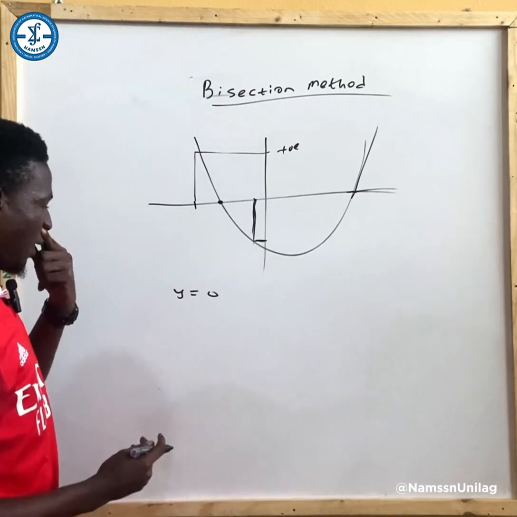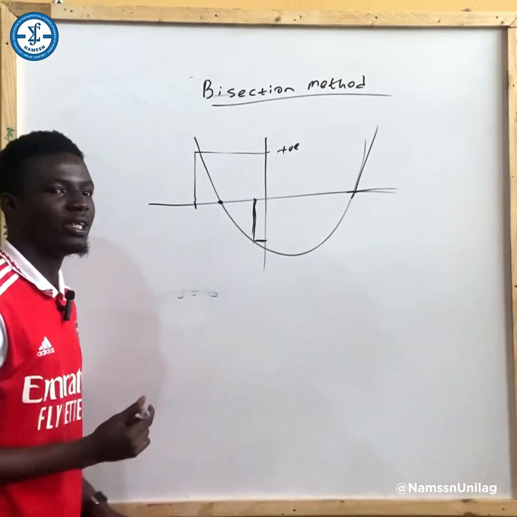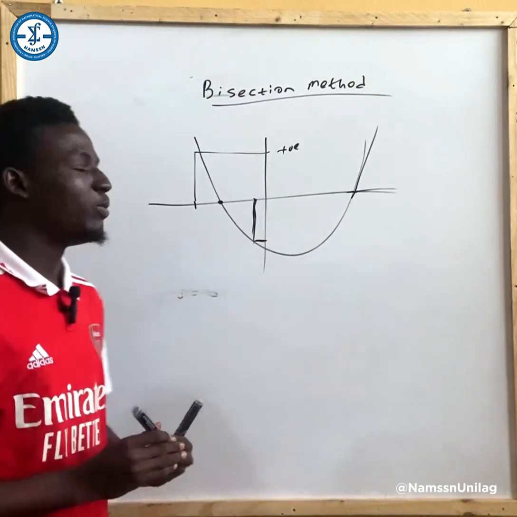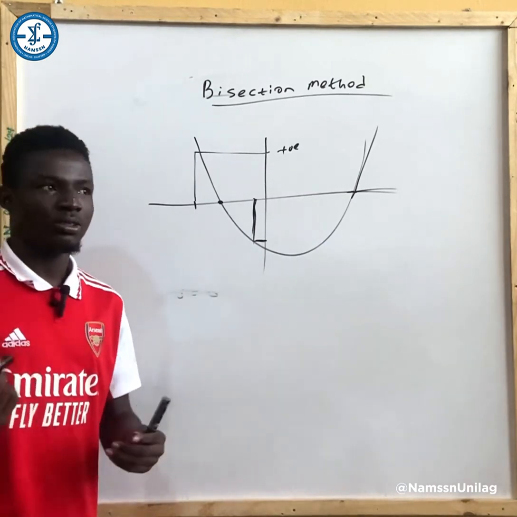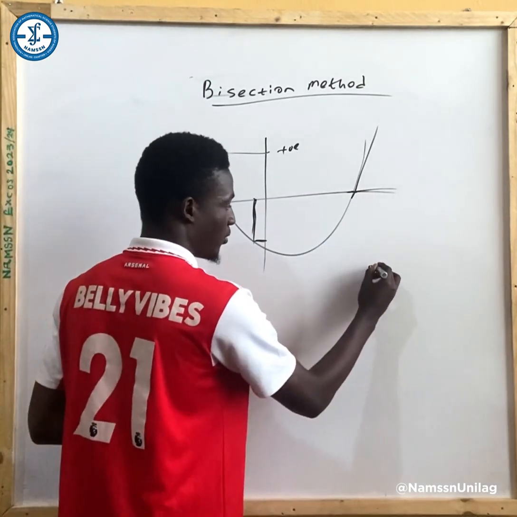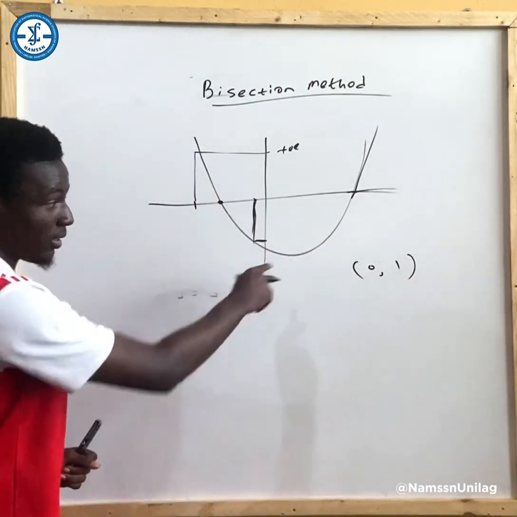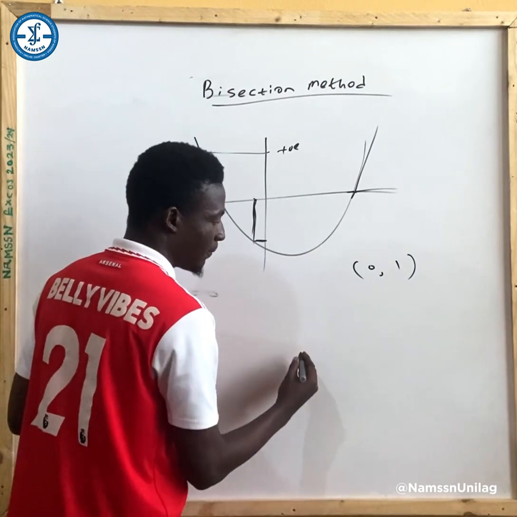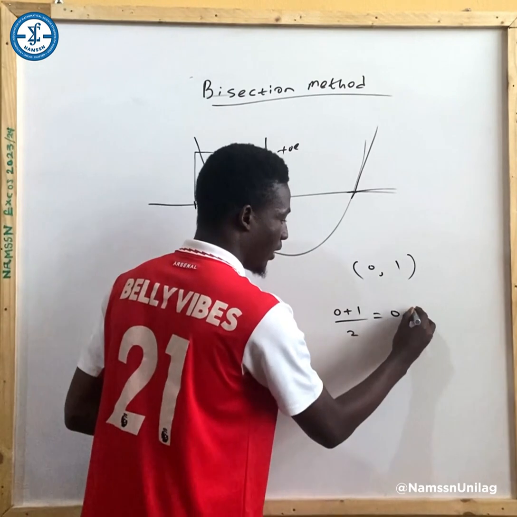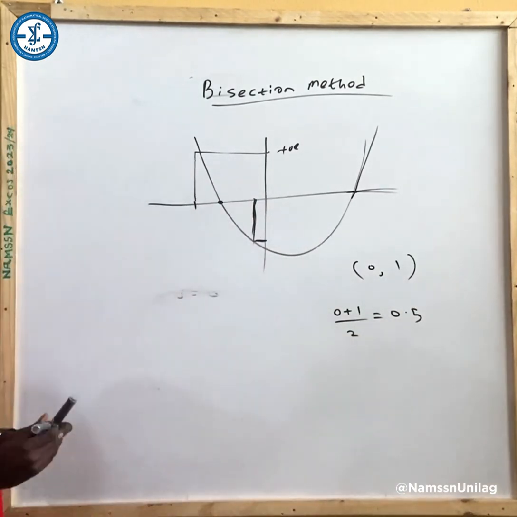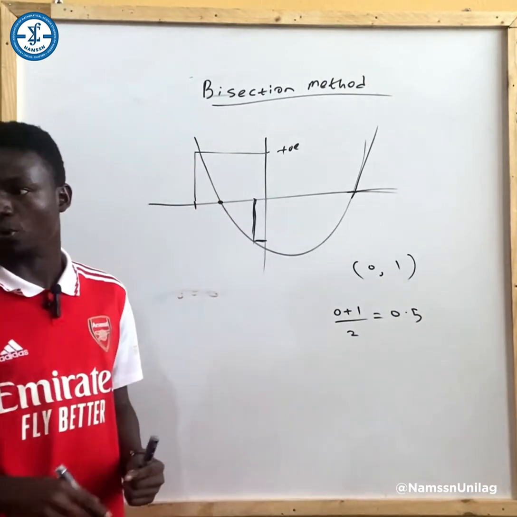So now, how do we go about the bisection method? Once you have an interval and they tell you that the answer is within that interval, you add both ends and divide by 2, just like normal bisection. Take for example an interval 0, 1, and you're told that the answer to your equation is between them. You add both of them, 0 plus 1, and divide by 2, so you have 0.5. Then you test if 0.5 is positive or negative.